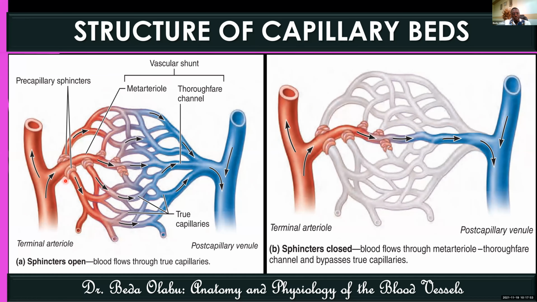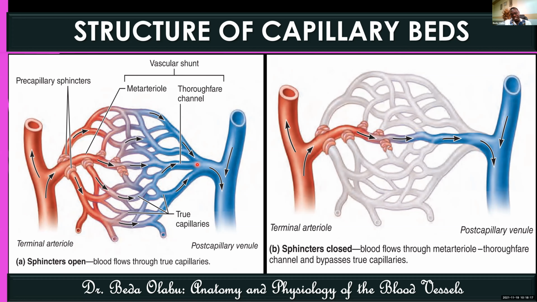But the true capillaries have a sphincteric mechanism at their origin. And that means that that muscle can contract and block blood flow through that capillary. So actually controlling exchange in that particular vascular bed. Those are the true capillaries.